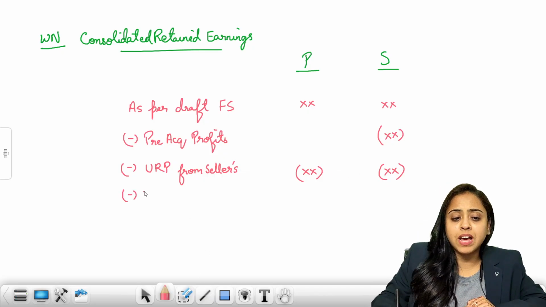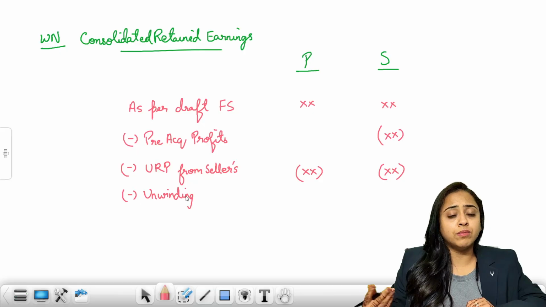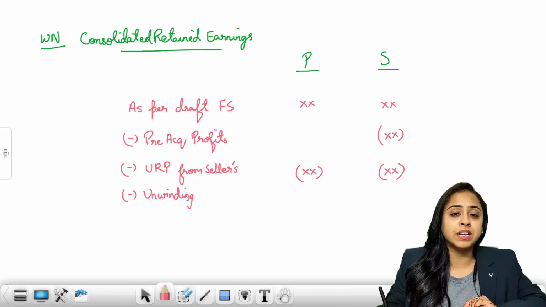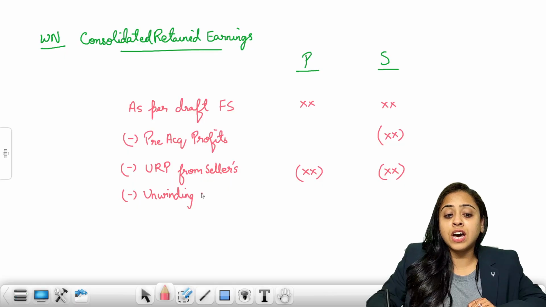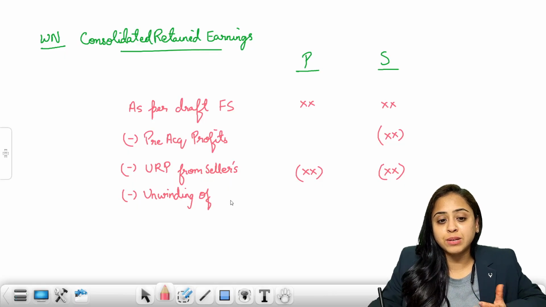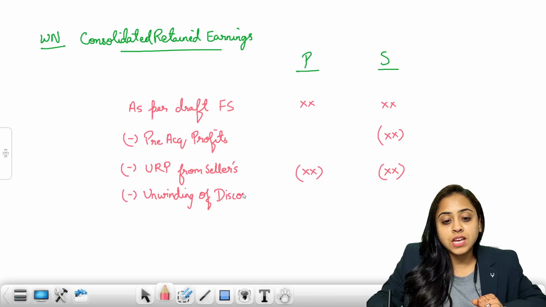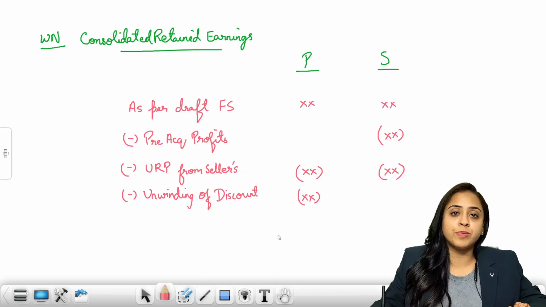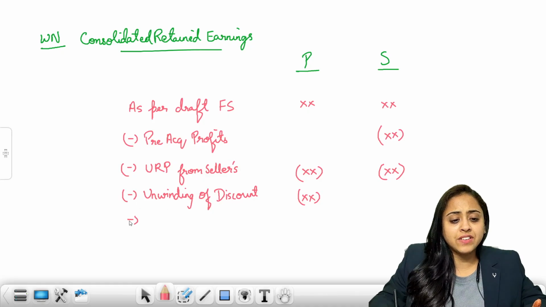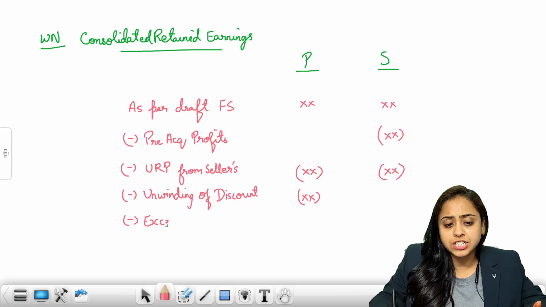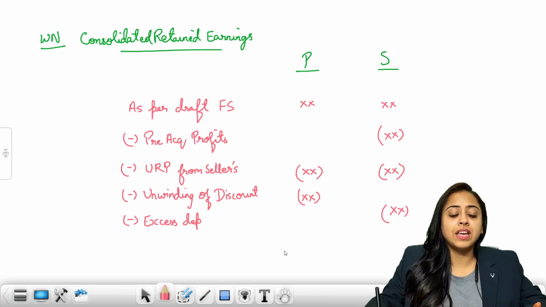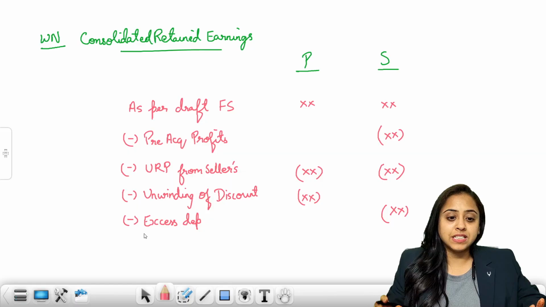Then there is, for example, unwinding of discount. If there is any deferred consideration promised, maybe any deferred provision made, provision for decommissioning liability, environmental provision, etc. So unwinding of discount, that is charging interest on that liability. So unwinding of discount means interest expenses increasing, that means profit will decrease, and it will be deducted from parent's column. Any other amount, let's say any fair value adjustment, any excess depreciation on the fair value adjustment. There can be multiple more items.